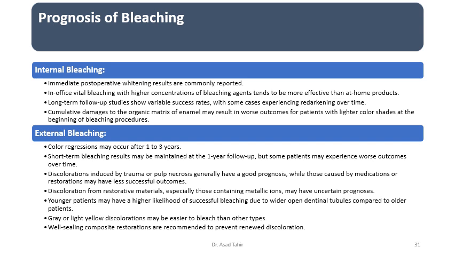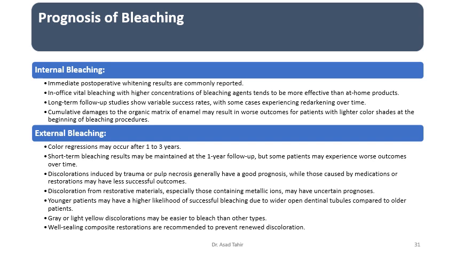External bleaching. Color regressions may occur after 1 to 3 years. Short-term bleaching results may be maintained at the 1-year follow-up, but some patients may experience worse outcomes over time. Discolorations induced by trauma or pulp necrosis generally have a good prognosis, while those caused by medications or restorations may have less successful outcomes.